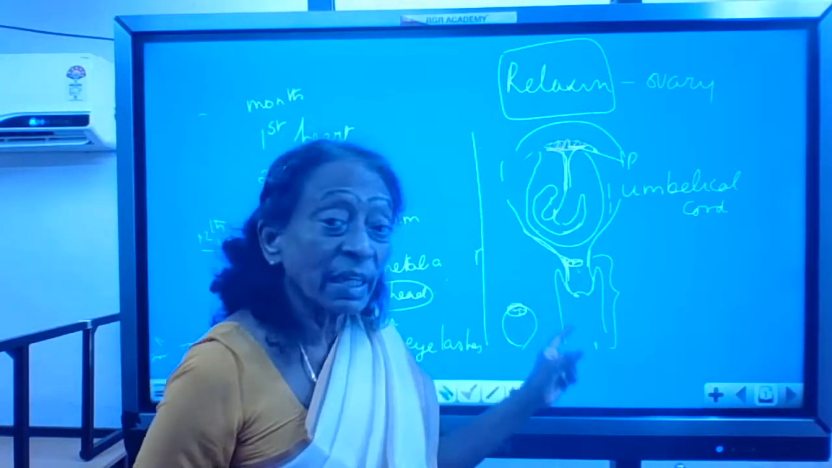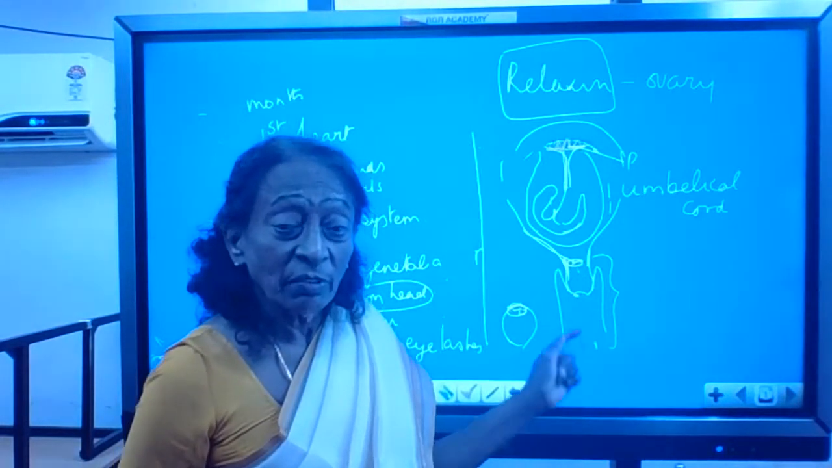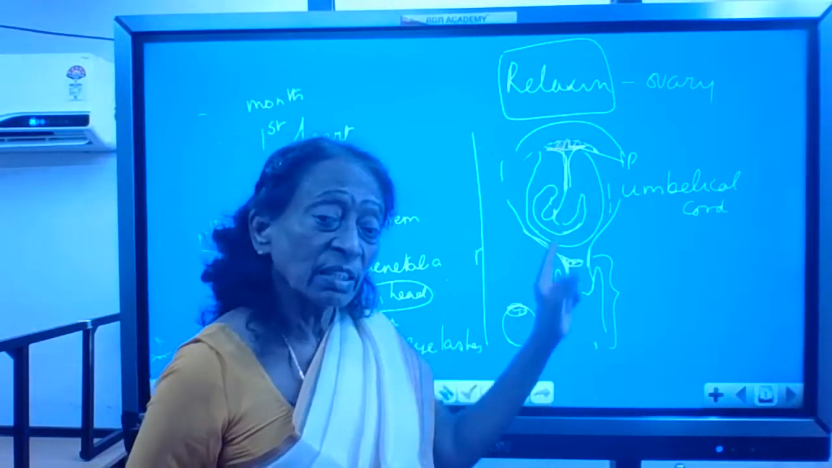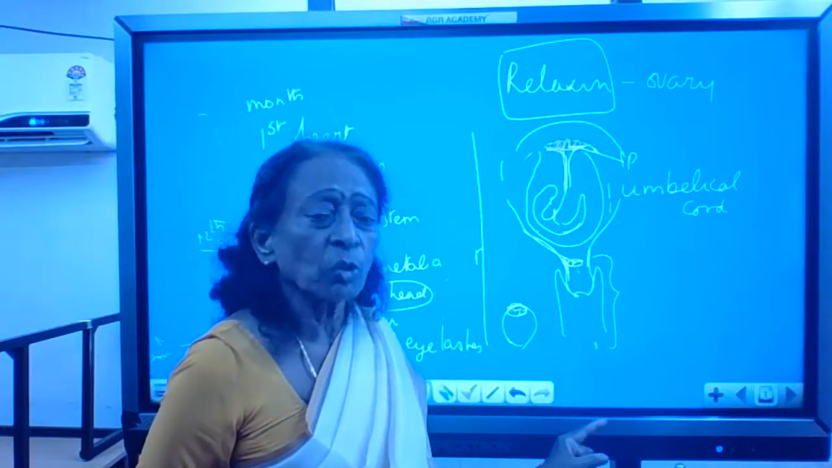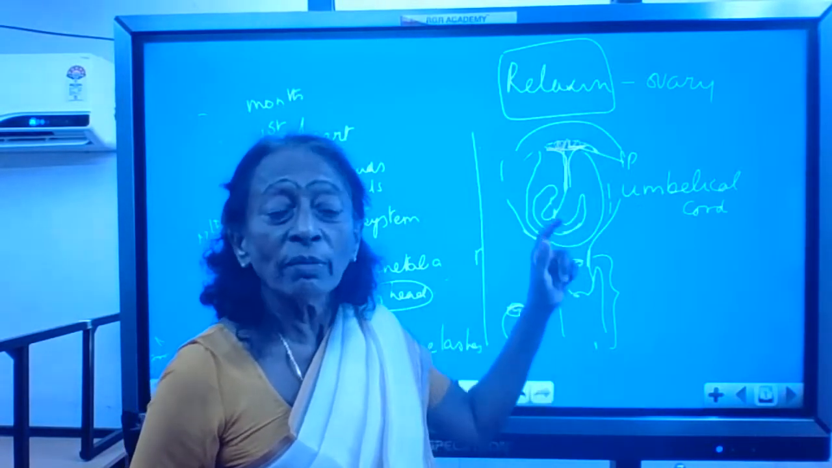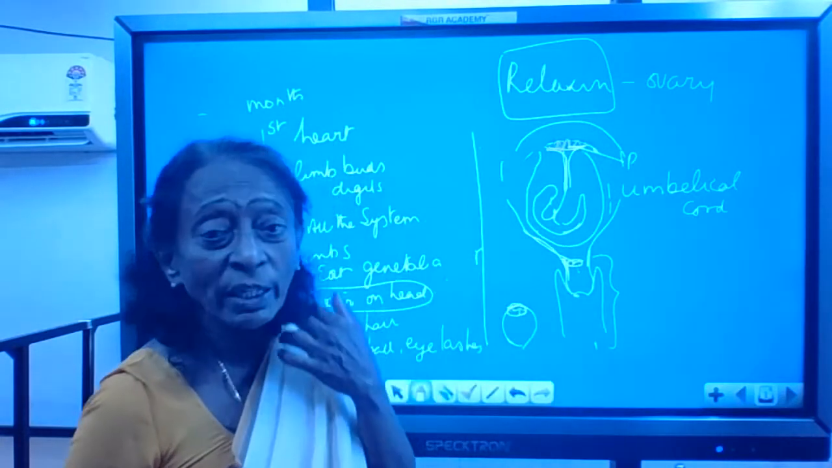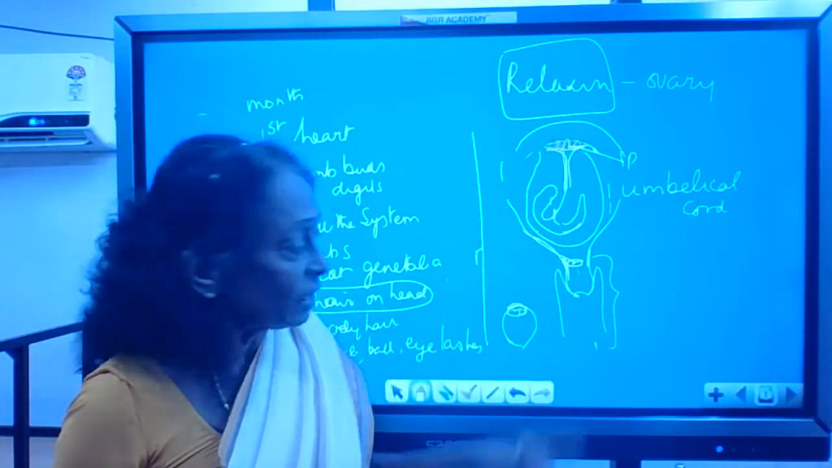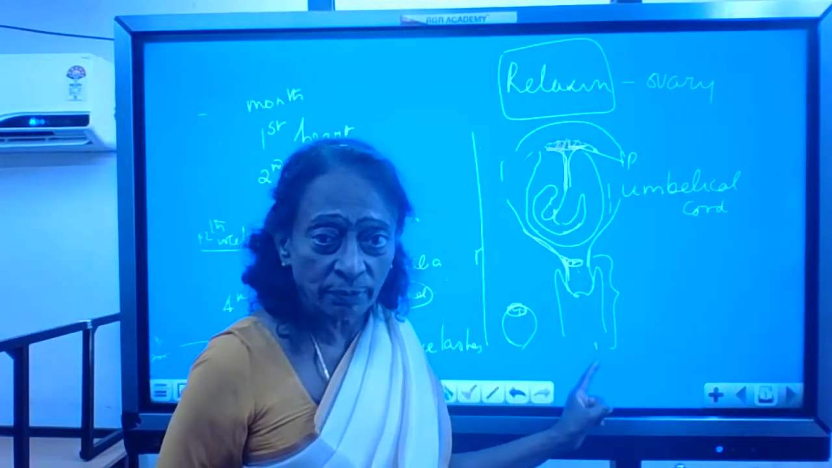Now secondly, the birth canal. For the birth canal, they can give you options like uterus, vagina, cervical canal, vagina alone, cervical canal and vagina, or fallopian tube. Fallopian tube they won't give you, they may give you some absurd answers. You can eliminate that. The birth canal includes the cervical canal as well as the vagina.